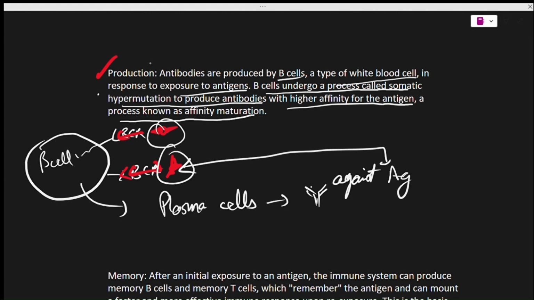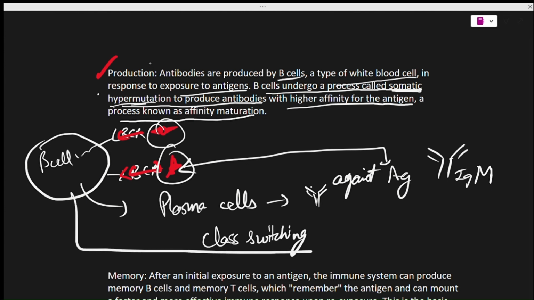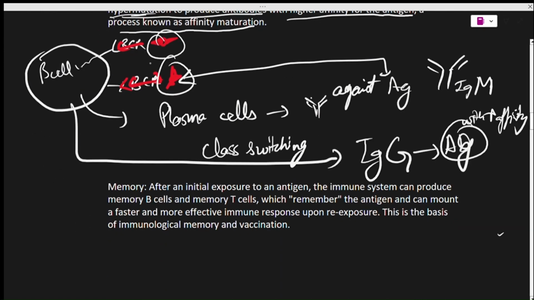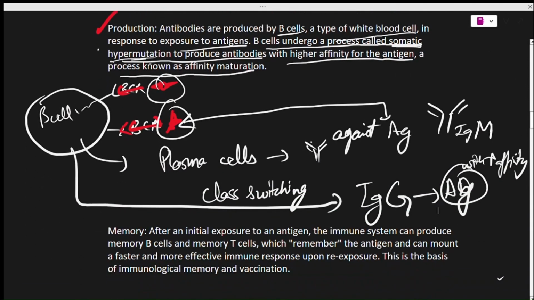So first of all, as I have told you earlier, it is going to form only IgM kind of antibody. But what happens is, after some time there happens a somatic hypermutation. So this somatic hypermutation causes the class switching, and which causes the production of IgG antibodies. Now these IgG antibodies will attack the antigen with higher affinity. They are more lethal to antigen, thus work can be done efficiently. This is the point of somatic hypermutation.